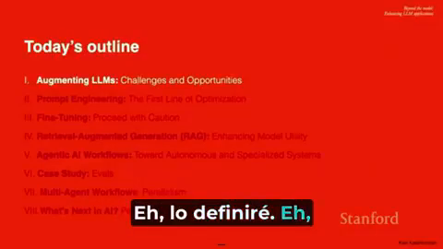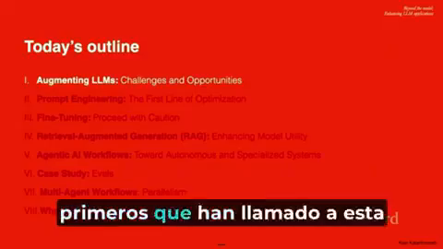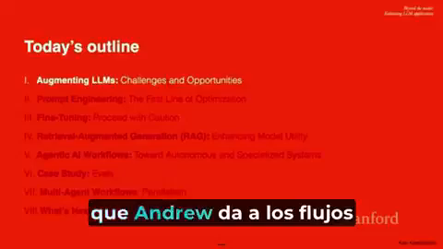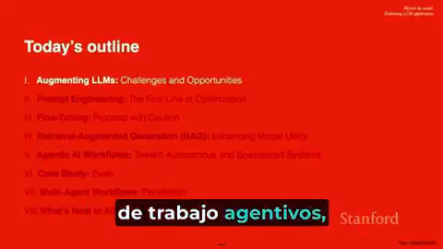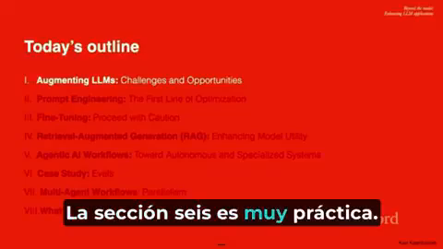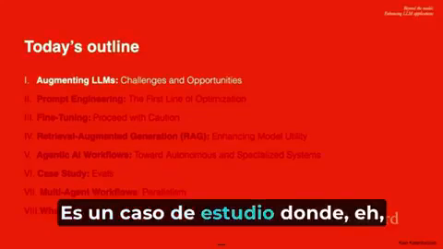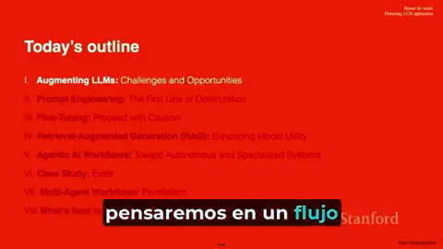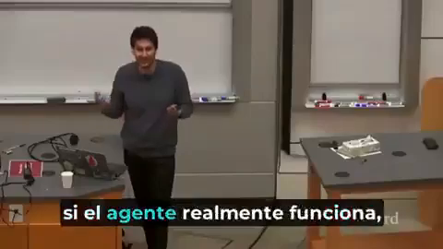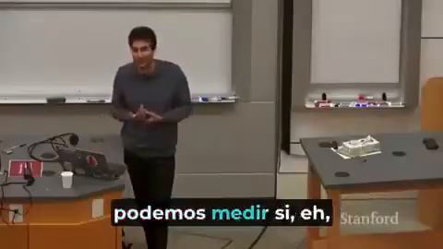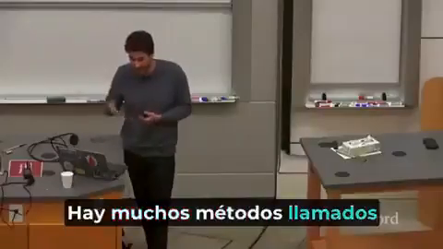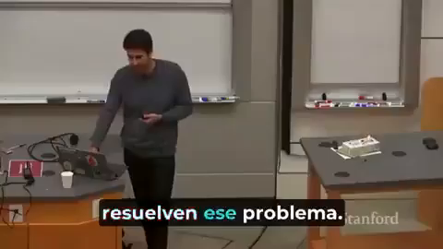I'll define it. Andrew Ng is one of the first ones who have called this trend agentic AI workflows. And so we'll look at the definition that Andrew gives to agentic workflows, and then we start seeing examples. Section 6 is very practical. It's a case study where we will think about an agentic workflow, and I'll ask you to measure if the agent actually works, and we'll brainstorm how we can measure if an agentic workflow is working the way you want it to work. There's plenty of methods called evals that solve that problem.